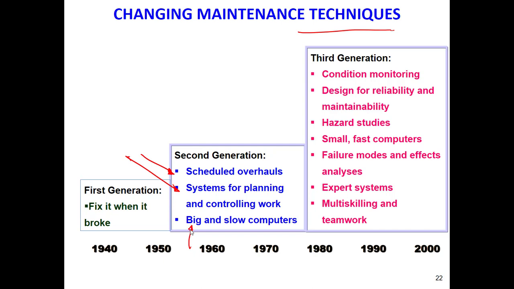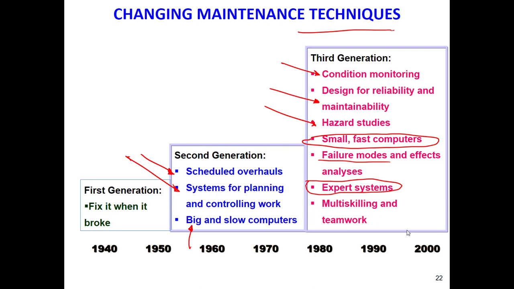In the third generation, we had more technology and more instruments to monitor the condition of the equipment. There was much software you could use to design the maintenance work, and there have been many hazard studies. These days we have very fast and small computers, and there are many analyses like failure mode and effects analysis, a lot of simulation, and many expert systems. There are many people who are experts in this job, educated in different institutes. Multi-skilling and teamwork are also encouraged, because most of the workers have to be involved and collaborative to do maintenance carefully.